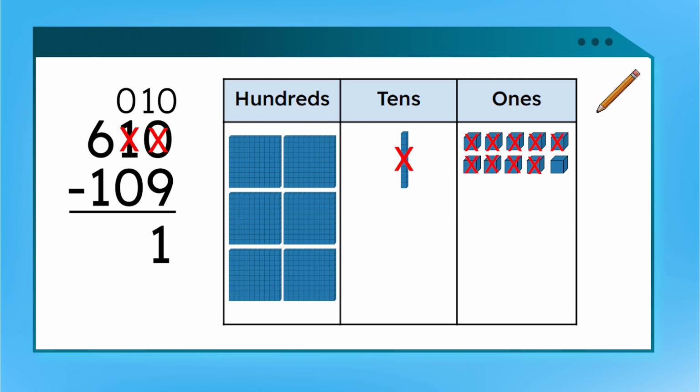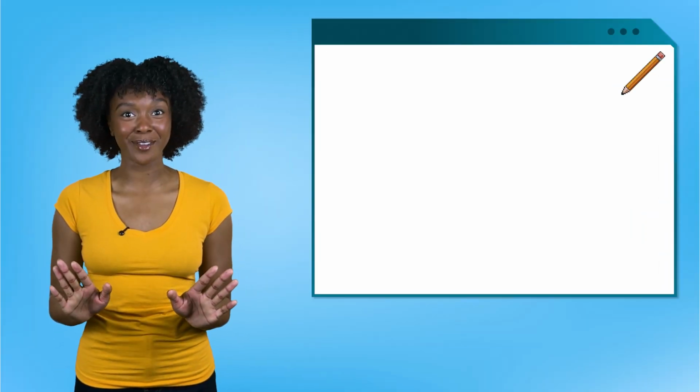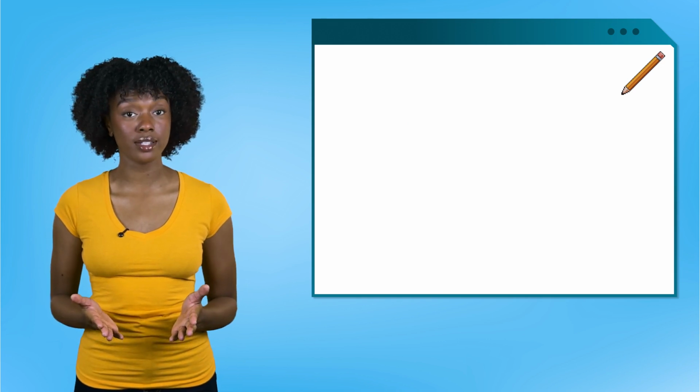Great. Now we subtract the tens place. 0 minus 0 is 0. Easy. Finally, the hundreds place. 6 minus 1 equals 5. The difference between 610 and 109 is 501. Ooh, I'm feeling really good about our work today. Let's solve one more problem before we try our math quest.